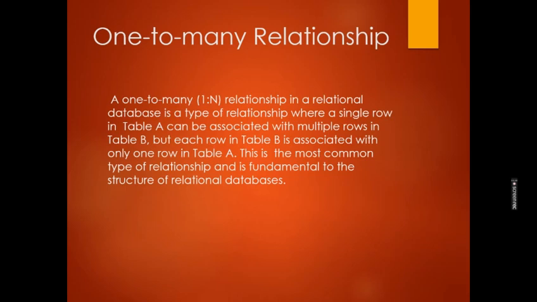Then we have a one-to-many relationship. A one-to-many relationship in a relational database is a type of relationship where a single row in table A can be associated with multiple rows in table B. But each row in table B is associated with only one row in table A. This is the most common type of relationship and is fundamental to the structure of relational databases.